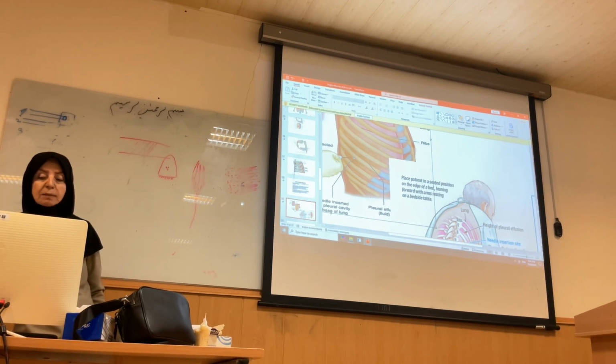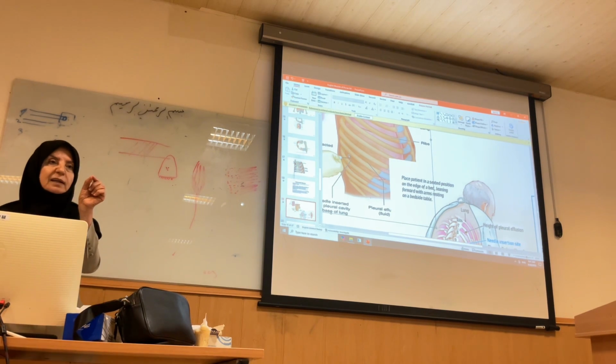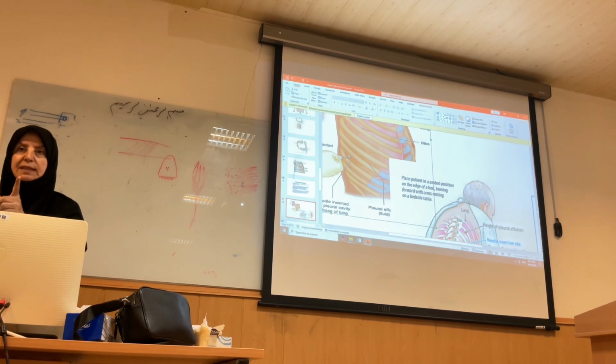But sometimes you want to do surgery in the intercostal space. For example, here you have an injury. You want to do the surgery here. You want to anesthetize the intercostal nerve. You should take and pass the needle near the costal groove to be able to anesthetize this nerve.